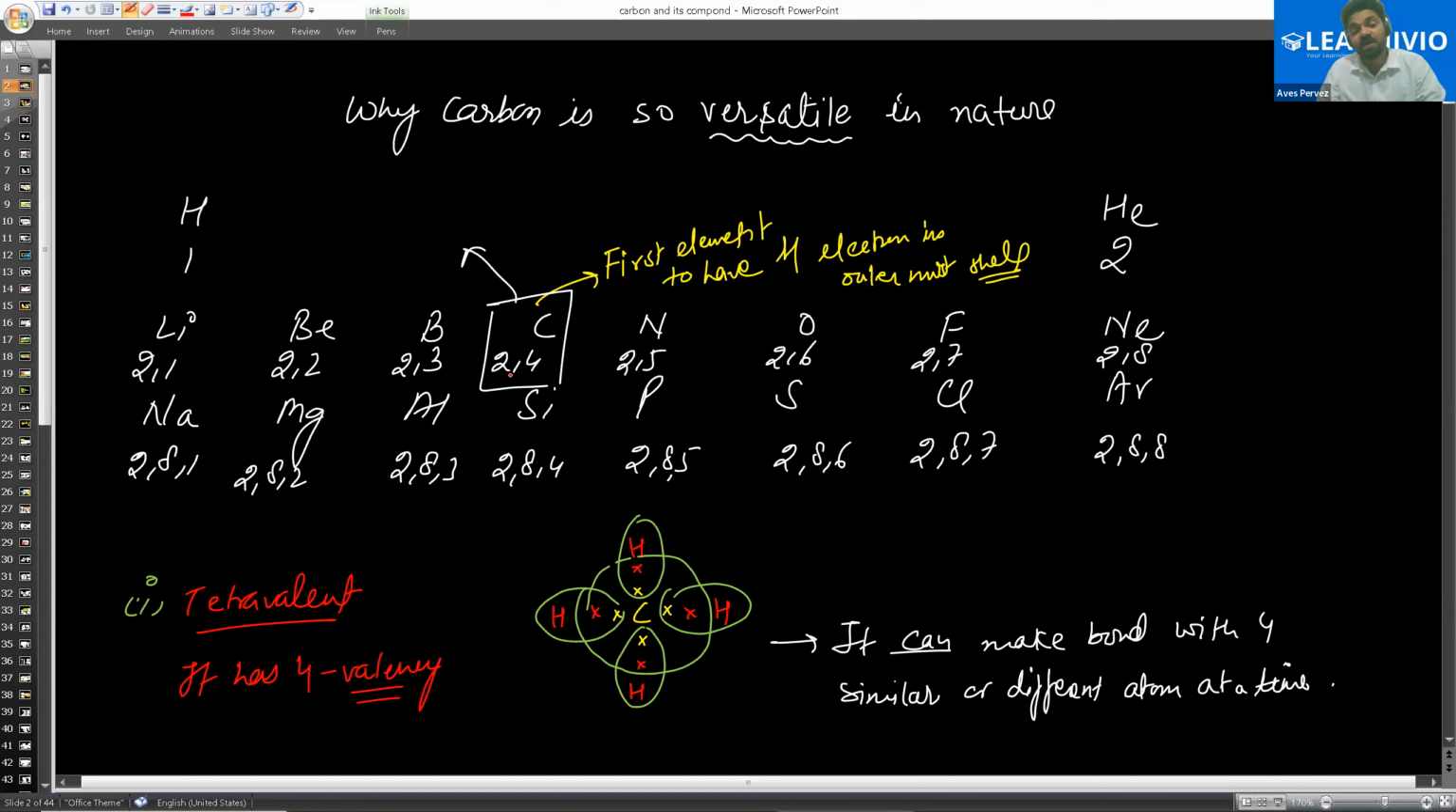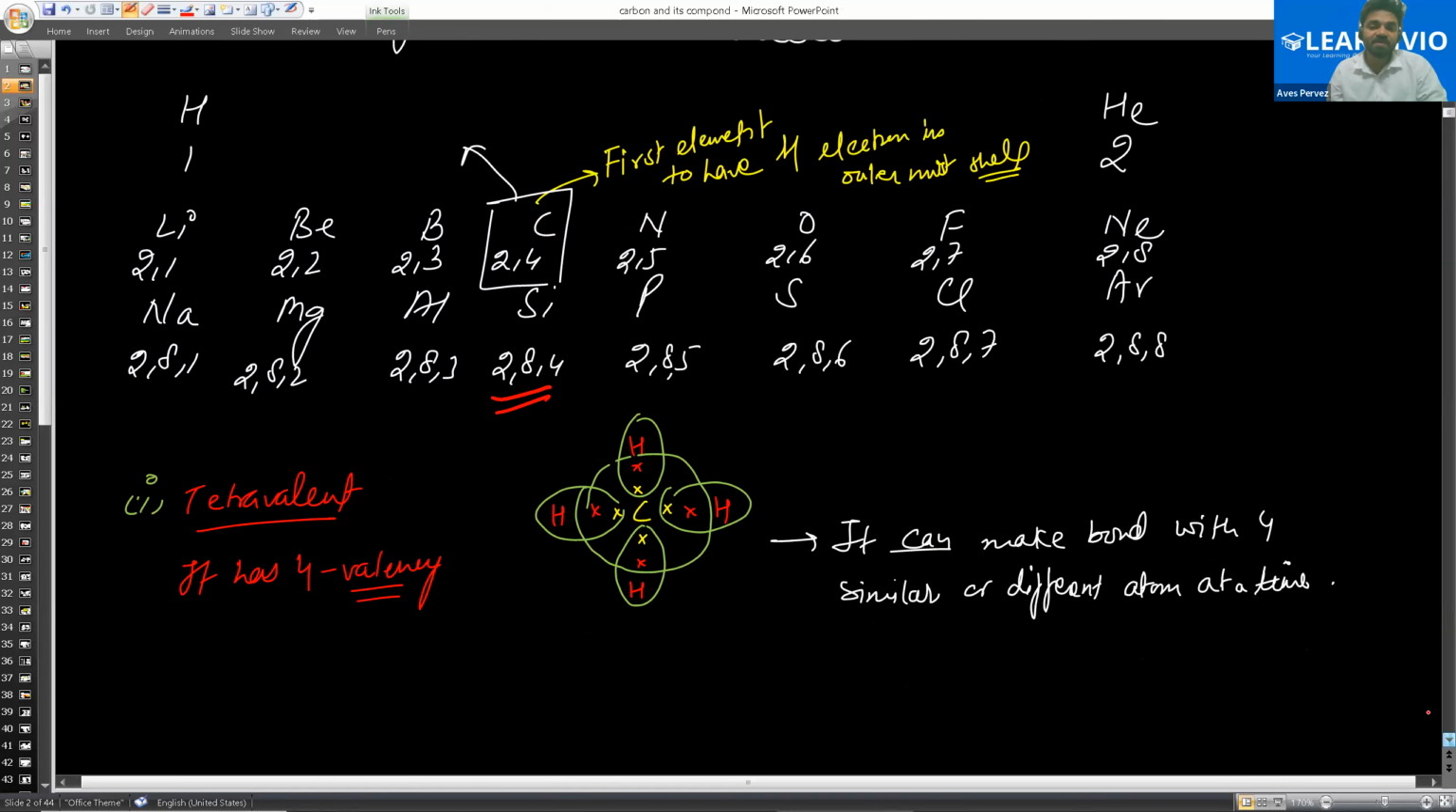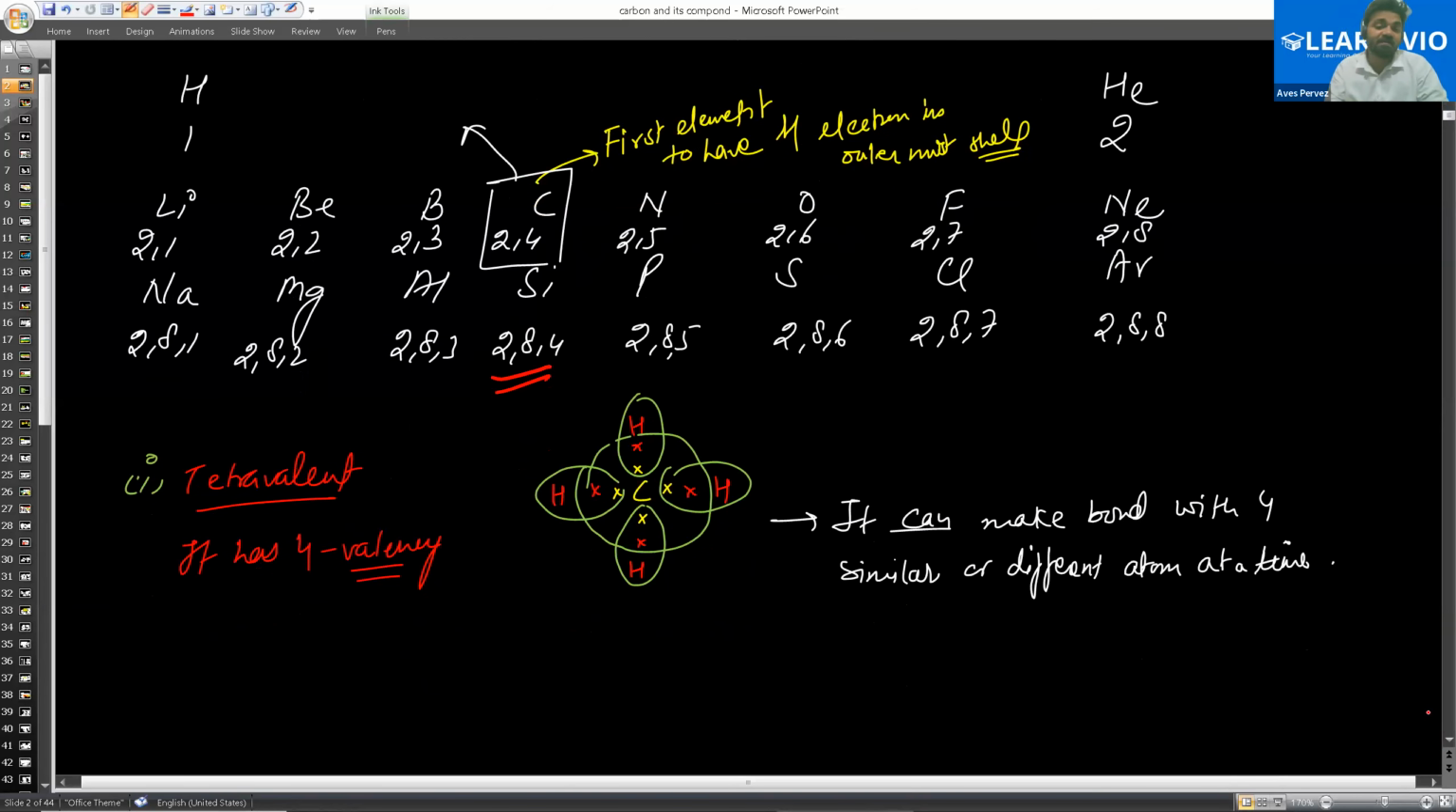What is the benefit of having four electrons in its valence shell? The benefit is that it can make bonds with four atoms. It is tetravalent. Carbon is the first element to have four electrons in its outermost shell; the next one is silicon. So what is that thing that is making carbon so versatile? The first thing is its tetravalency. It has four valence electrons and it can make bonds with four similar or different atoms at a single time. It can make a maximum of four bonds, which is making it so versatile.